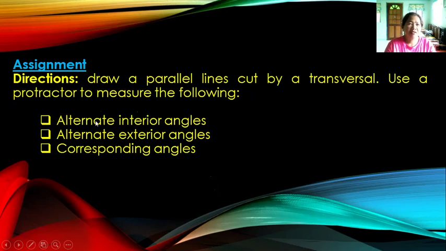So we have here the direction. Draw parallel lines cut by a transversal. Use a protractor to measure the following. You will be the one to use letters of the alphabet to label your transversal line and of course the parallel lines. Then you have to put numbers representing the different angles so you can determine which are the alternate interior angles, alternate exterior angles, and of course corresponding angles.